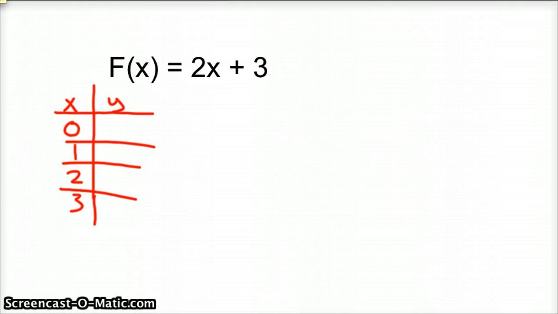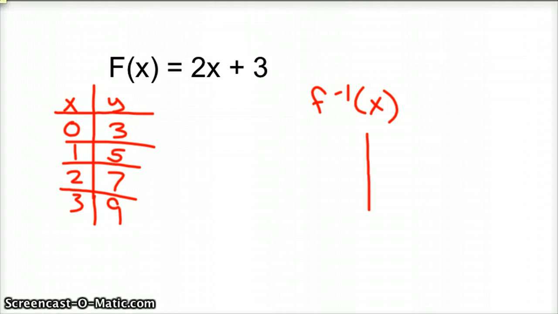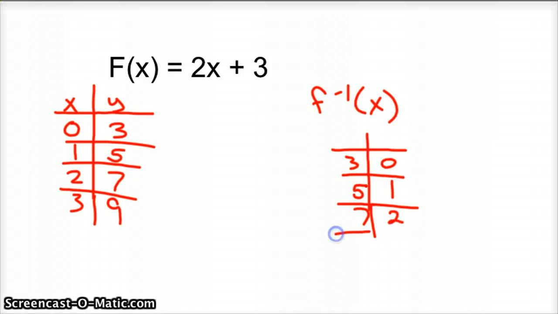So if I plug 0 in, that would be 2 times 0 plus 3, or 3. Then 5, 7, and 9. And so I know the inverse at x, if you flopped those around, would be (3, 0), (5, 1), (7, 2), and (9, 3).